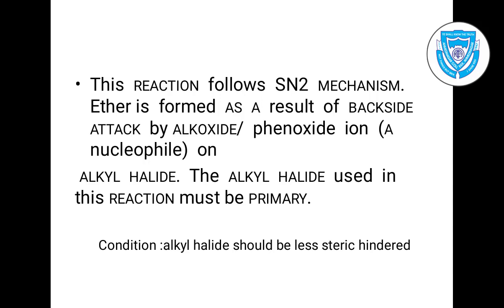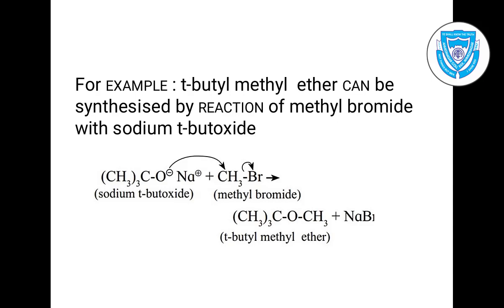The only limitation of this method is, for example, if we take tertiary butyl methyl ether which is treated with methyl bromide, directly this oxygen which has a negative charge can be joined with this and can give you tertiary butyl methyl ether, whereas sodium bromide is given out. This takes place easily. Why? Because there is less hindrance over here. But if you have a bulkier group, then there is a problem. What it is, we'll see in the next slide.